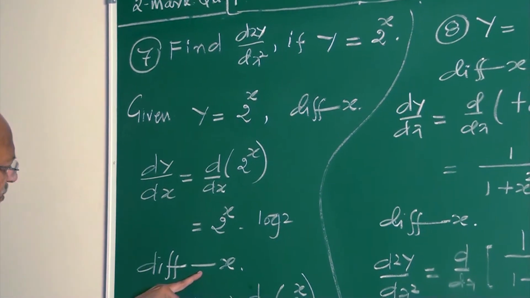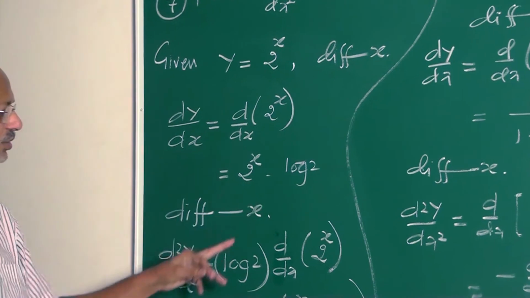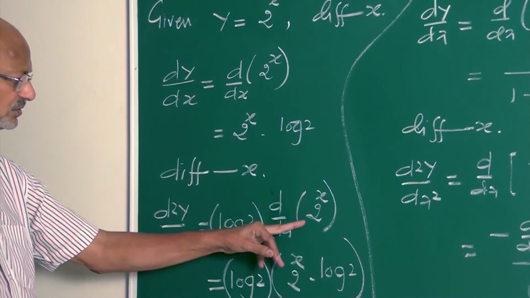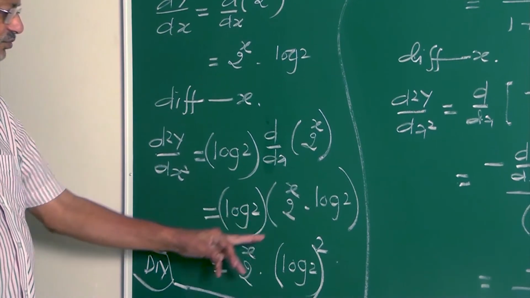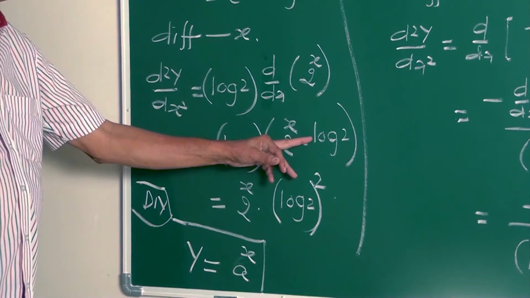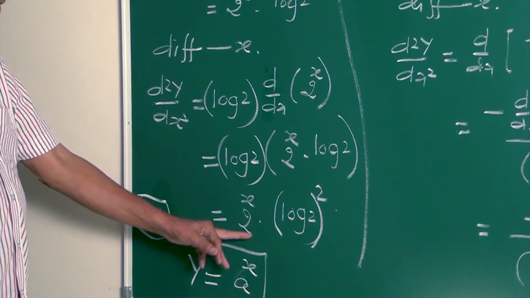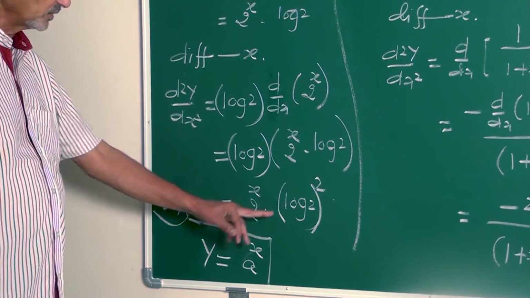Differentiate again with respect to x. Derivative of first derivative is second derivative, log 2 into d by dx of 2 to the power x. 2 to the power x into log 2. So if you simplify, it is 2 to the power x into log 2 the whole square. So d2y by dx2 is 2 to the power x into log 2 the whole square.